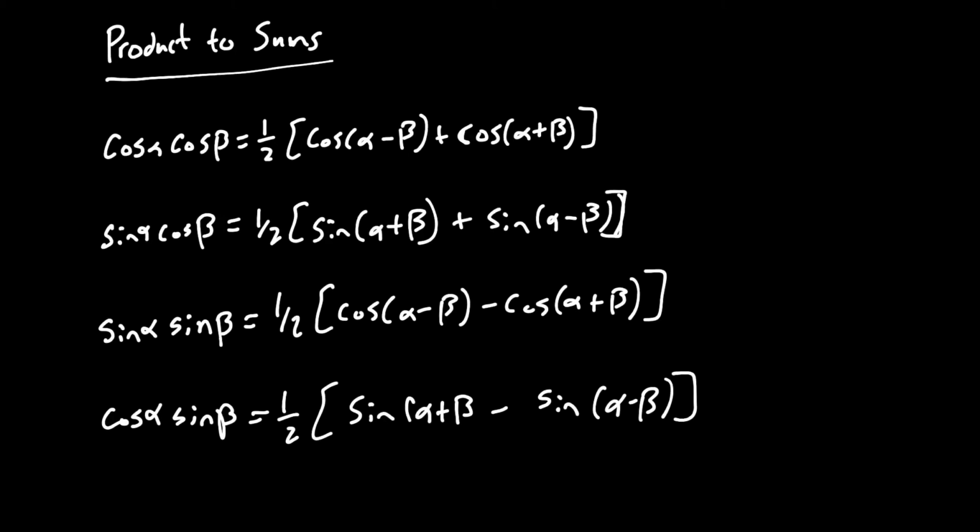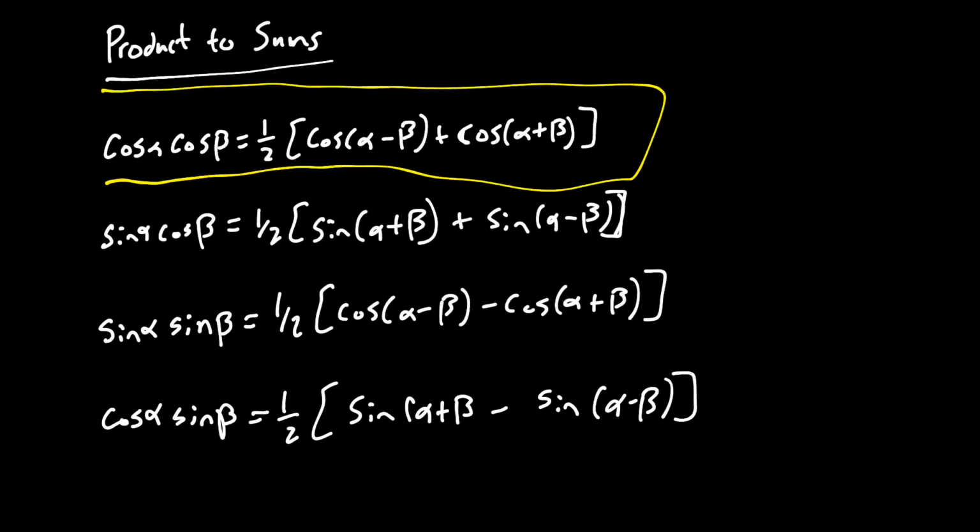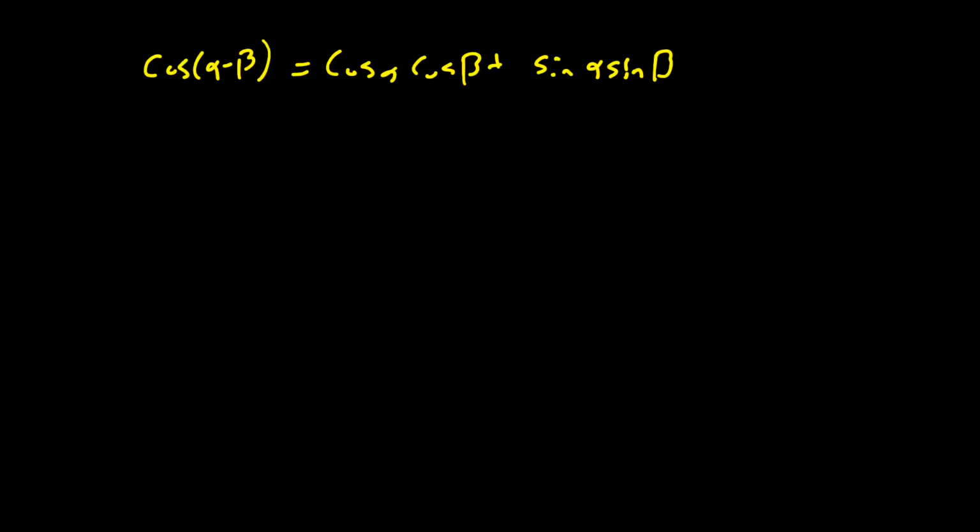And let's go ahead and look at the derivation of this first equation. To do this, let's write out our cosine of alpha minus beta. This is equal to cosine alpha cosine beta plus sine alpha sine beta. And also write out our cosine of alpha plus beta. This is equal to cosine of alpha cosine of beta minus our sine of alpha sine of beta.